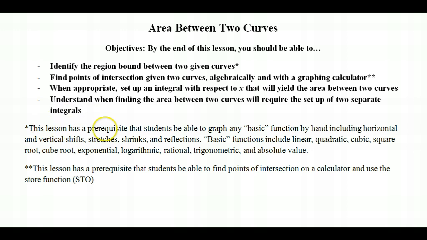Students should note that this lesson has a prerequisite of being able to graph any basic function by hand, including horizontal and vertical shifts to graphs, stretches, shrinks, and reflections. Basic functions include linear, quadratic, cubic, square root, cube root, exponential, logarithmic, rational, trigonometric, and absolute value functions. This lesson also has a prerequisite that students be able to find points of intersection on a calculator and use the store function, known as STO, on your calculator.